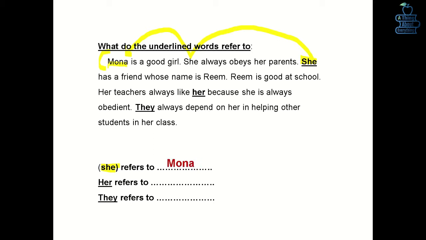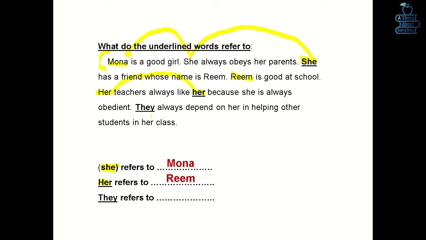Okay, now we go to the other pronoun. Here we have "her," which is an object pronoun. So let's go back and read about it. As I said, you have to read before the pronoun. "Her teacher always liked her." So "her" goes back to this "her," okay? And "her," this one, goes back to what? Let's read before. "Reem is good at school. Her teacher." So "her" goes back to Reem, which is the answer.